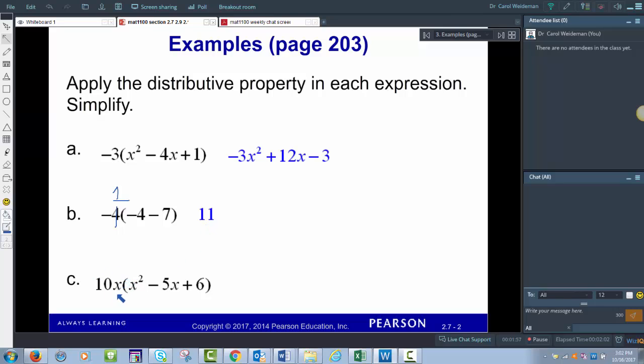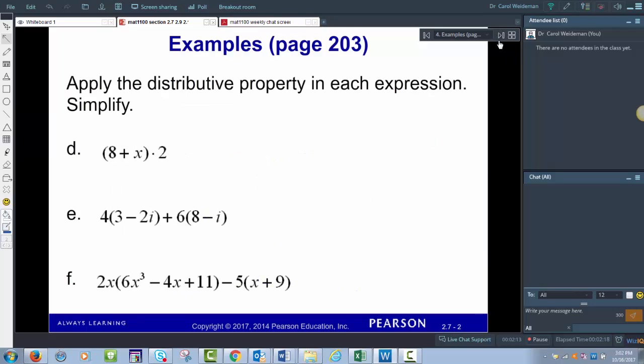Okay, down here we're going to distribute the 10x, and we get 10x cubed. Remember exponent rules. When we're multiplying terms with the same base, we add the exponents, minus 50x squared plus 60x. And a few more. Distribute here. It doesn't matter if we're distributing from behind on the right side of the parenthesis or on the left side. Same process. 2 times 8 is 16 plus 2x.